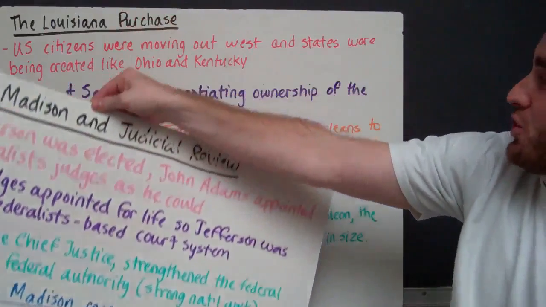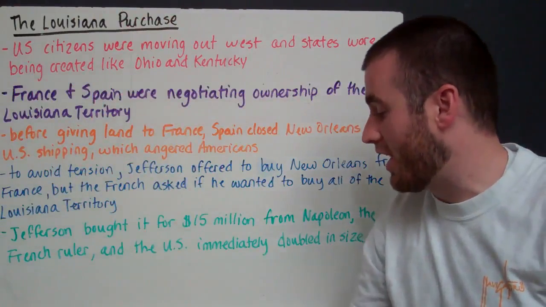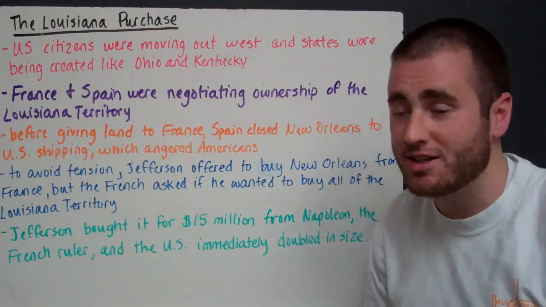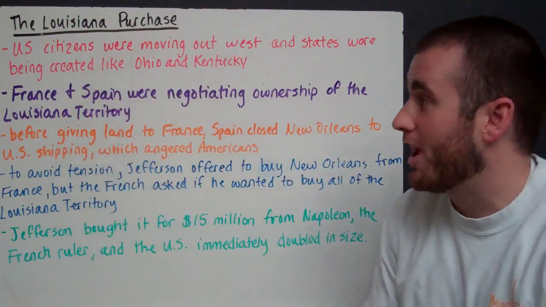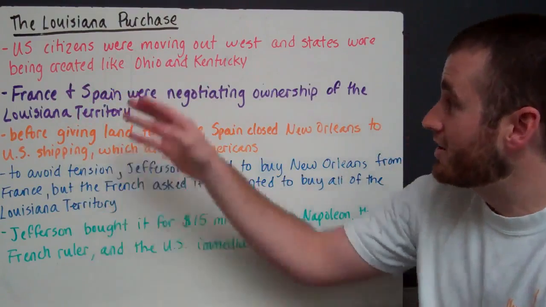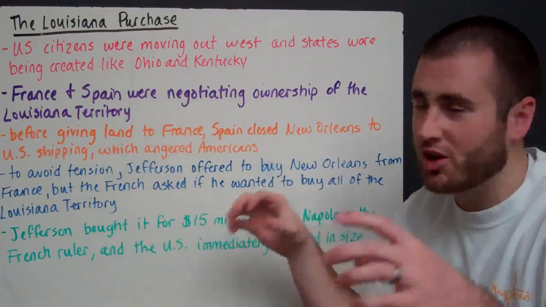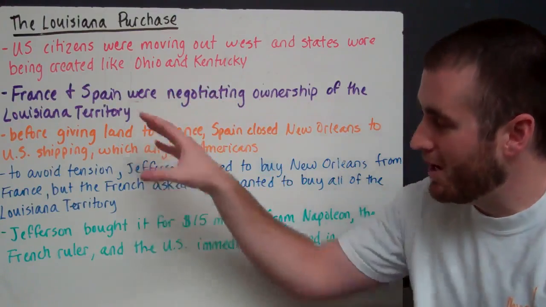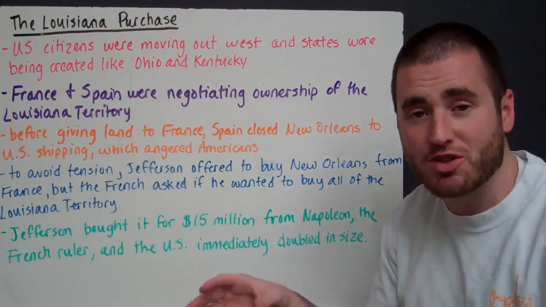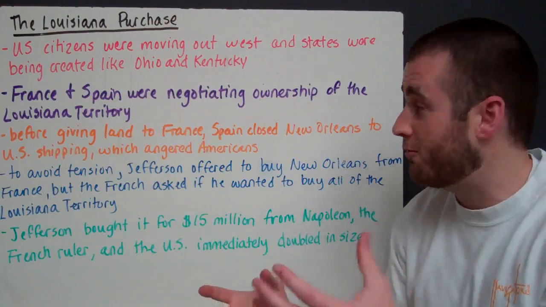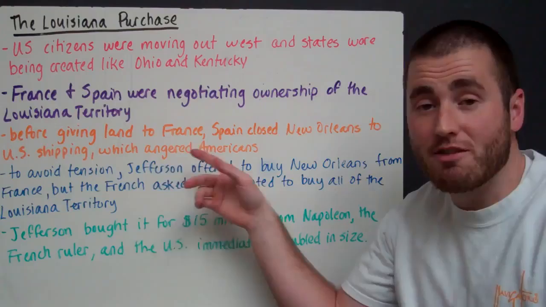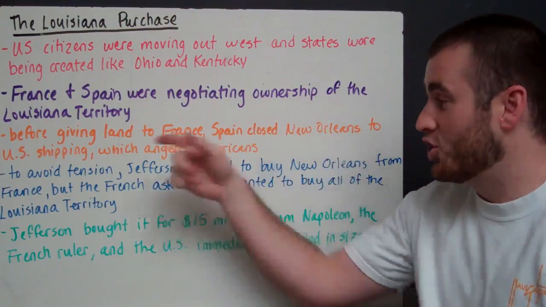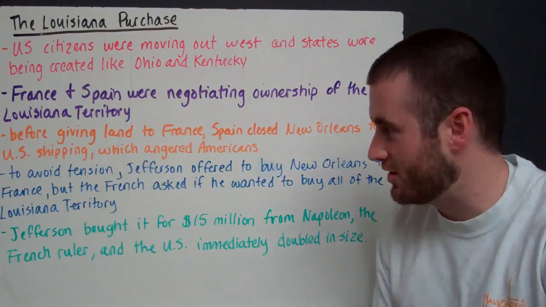So the next part has to do with expansion, and that's really what this whole unit is about, westward expansion, you know, moving out, expanding the United States. And one of the big purchases we made was the Louisiana Purchase. So the United States citizens were moving out west, and things were getting created. You got the states of Ohio and Kentucky being created, and all this stuff. And there was this big chunk of land kind of down to the south that was being disputed in ownership between France and Spain. And before giving the land to France, Spain closed New Orleans port to U.S. shipping, and that just angered Americans.